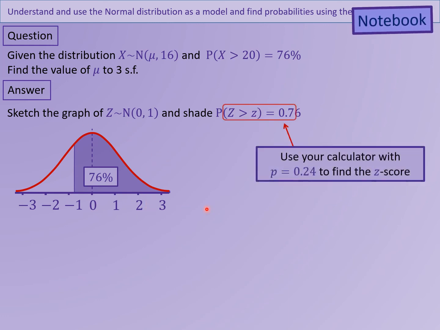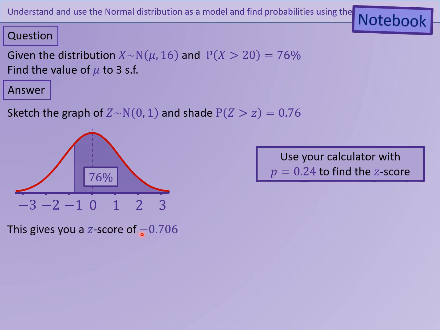Right, we can use our calculator to find out the z-score. What is the probability of getting 0.76? If that is our shaded region, we would have to type in our calculator the opposite of that. We'll be using 0.24 in our calculator. That's what this is saying. And to find the z-score, we put in our probability of 0.24 and the z-score comes out to be minus 0.706. This 20 is about 0.706 standard deviations below the mean.